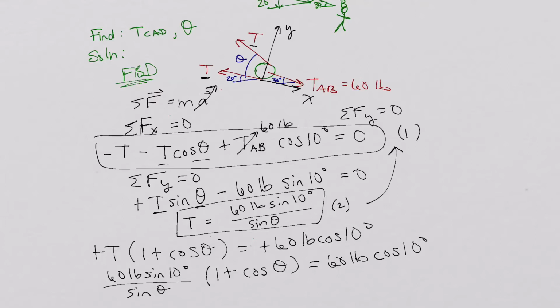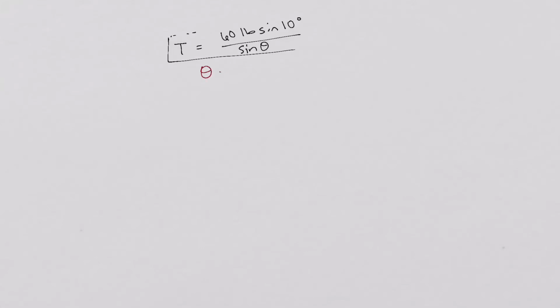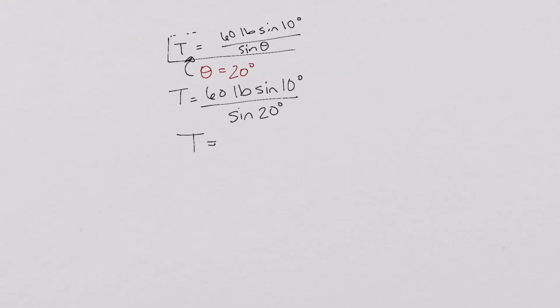So I'm going to select that and copy, and here's our equation now, and we just found that theta equals 20 degrees. Verify, yep, it was 20 degrees. And so now we're just going to substitute that into this equation. So we get T equals 60 pounds sine of 10 degrees divided by sine of 20 degrees. So T equals, let me get my calculator out. 30.46 pounds. So there, now we have everything.